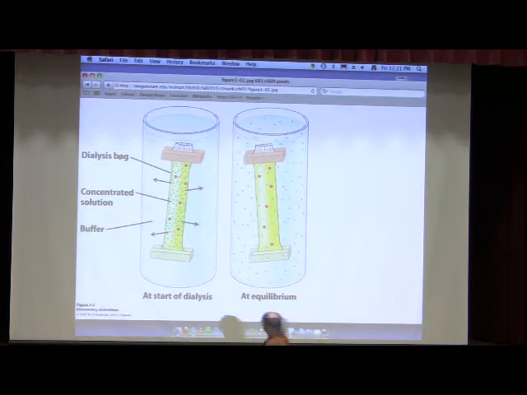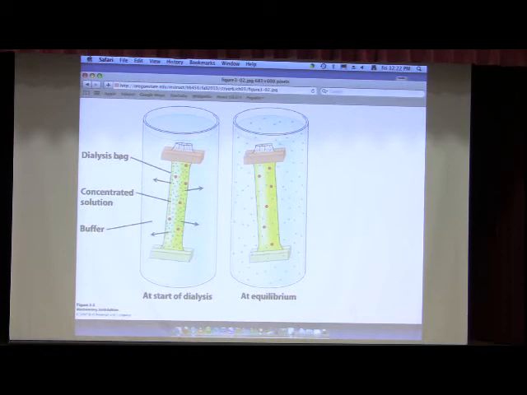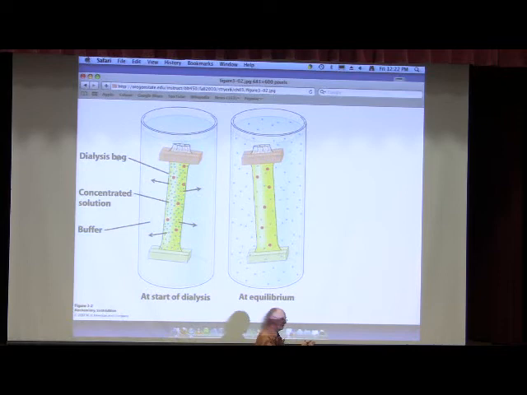But what you've just done is you've gone from a mixture that had a large amount of small molecules with your protein to mostly just protein and a very small amount of those small molecules. So dialysis allows us to separate on a crude basis very big things from very little things like salts.